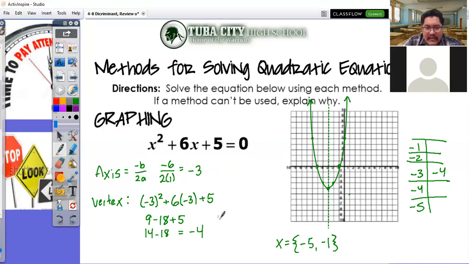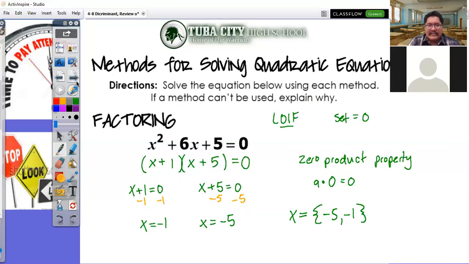Oh, and actually on this one, not super important, but our vertex would be -3, -4. In this case, it wasn't part of the directions, so I just left that out. But remember, the vertex is 2 coordinate points, the x and the y coordinate. Again, not a big deal, just a quick review. This whole thing is basically a review of all of the methods that you would use for solving a quadratic equation. All right, so let's go ahead and move on to the next one.